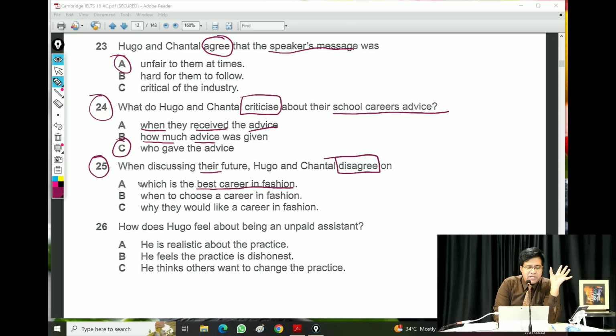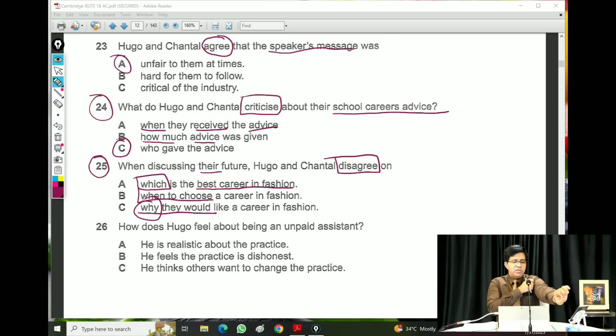Okay, sorry. Option A is which career? Option B is when to choose. And option C is why they like a career in fashion design. Why means reason, when means time, which means option. So, let's see.